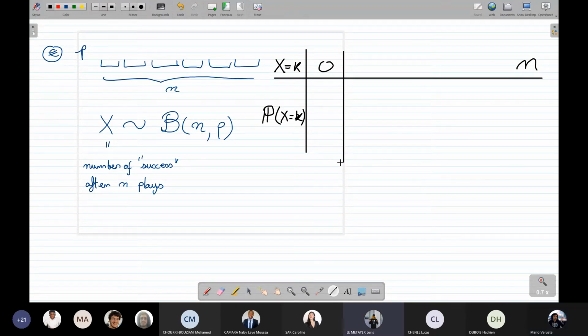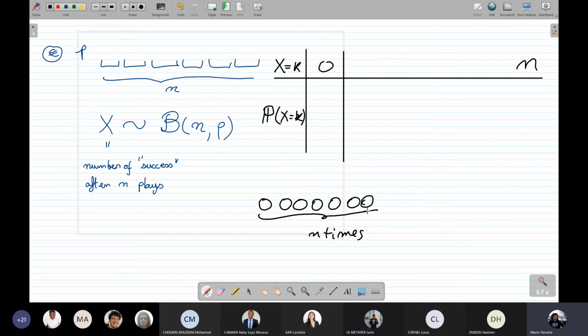Can you please tell me what's the probability of getting 0? If X is 0, the only possibility to get a 0 here is that I have 0, 0, 0, 0, 0, 0, 0, n times.